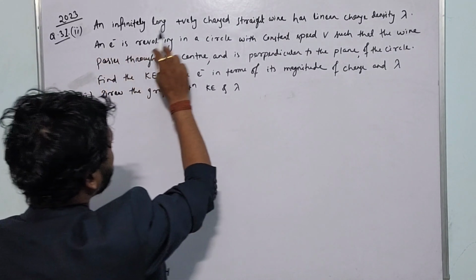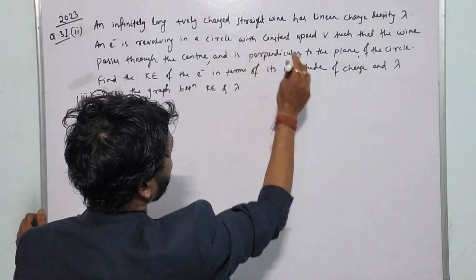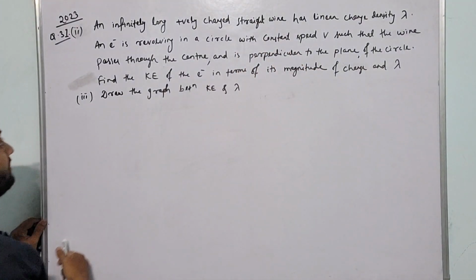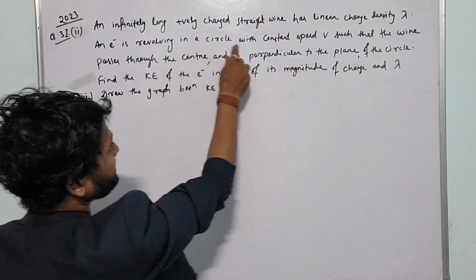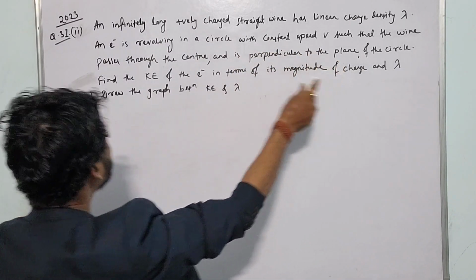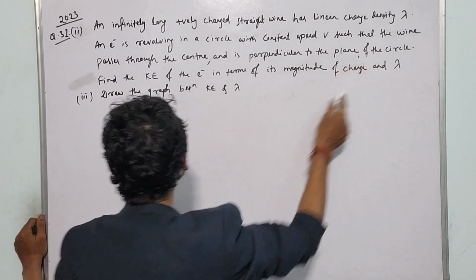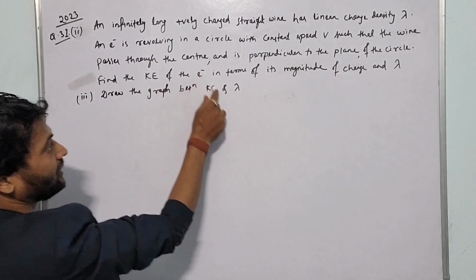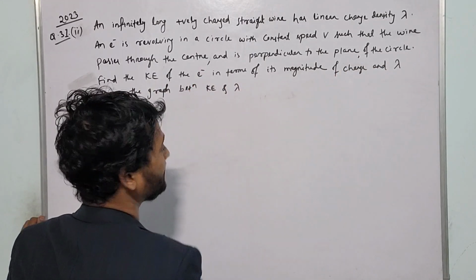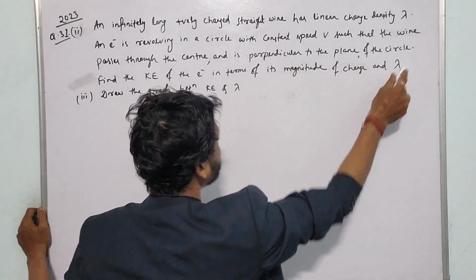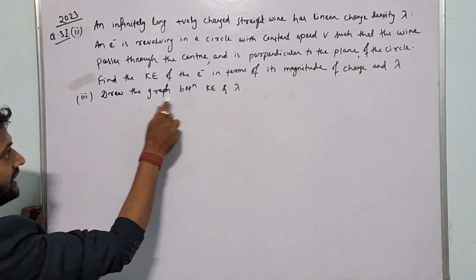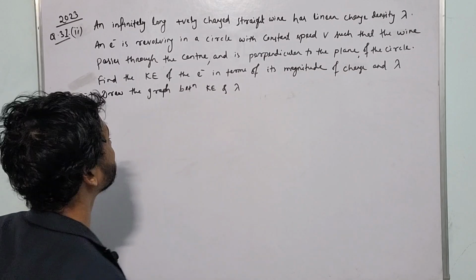Look at the question. An infinitely long positively charged straight wire has linear charge density lambda. An electron is revolving in a circle with constant speed v such that the wire passes through the center and is perpendicular to the plane of the circle. Find the kinetic energy of the electron in terms of its magnitude of charge and linear charge density lambda. Also, we'll plot the graph between kinetic energy and lambda.